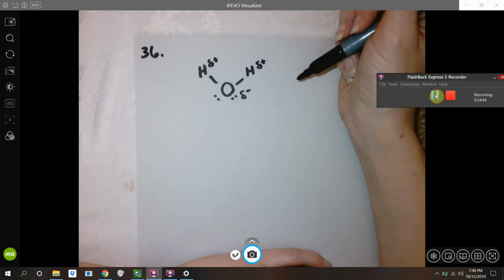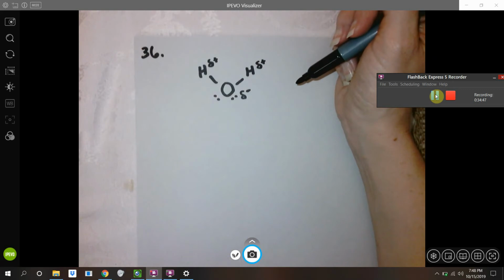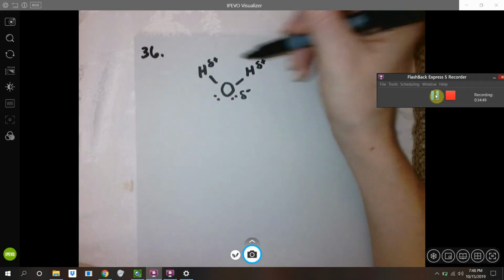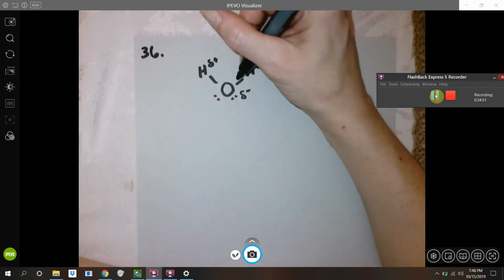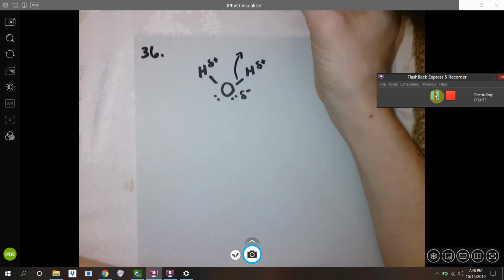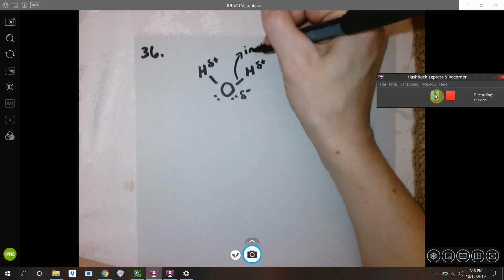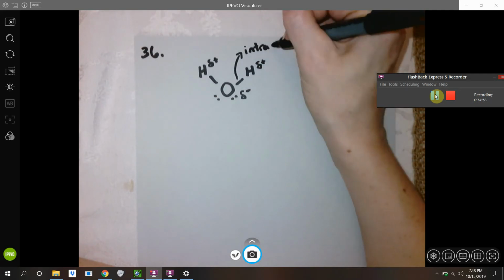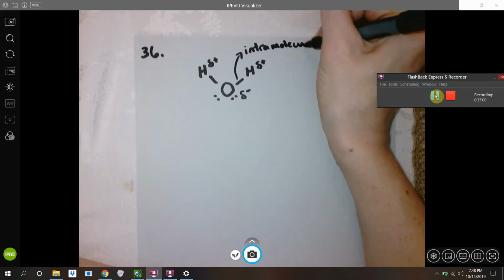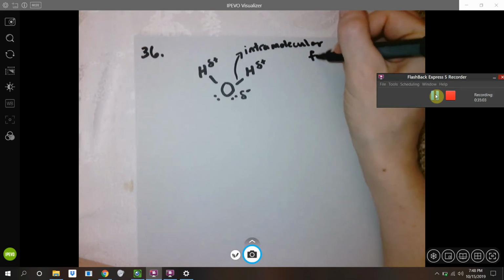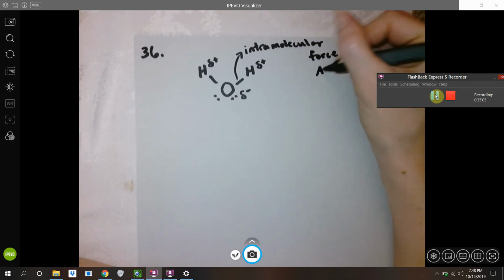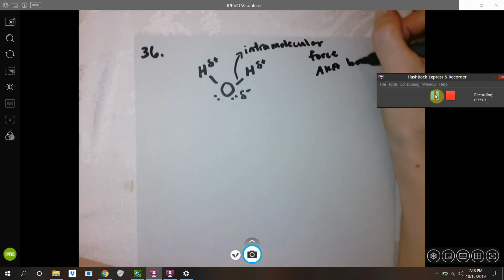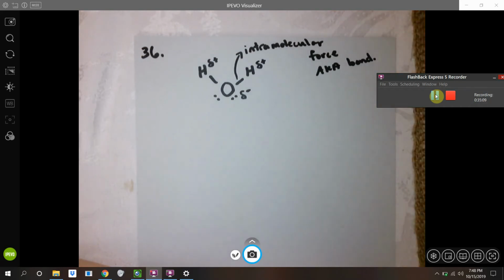So we have this polar molecule that's set up like this. Now, this here is an intramolecular force, aka a bond. Intermolecular forces, on the other hand, are what stick molecules together.